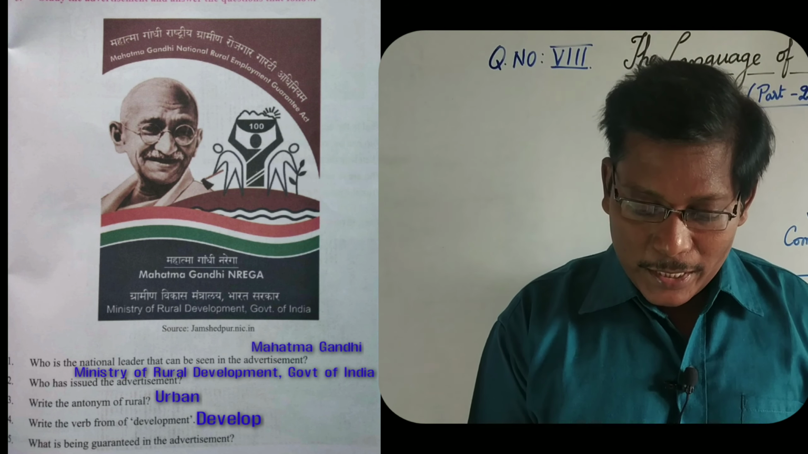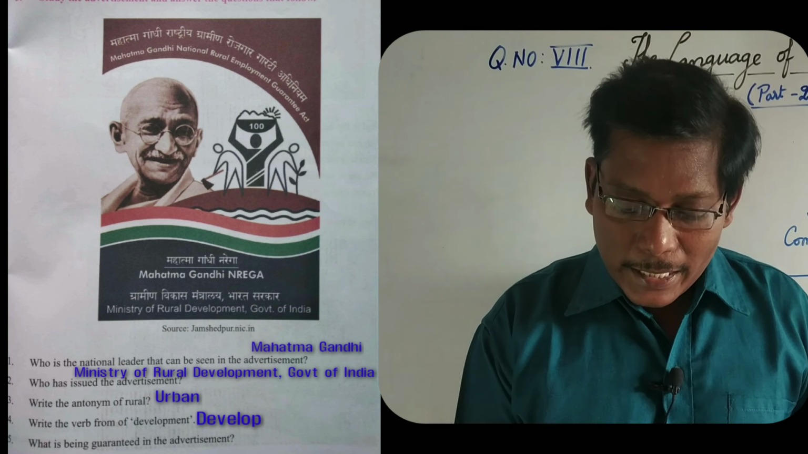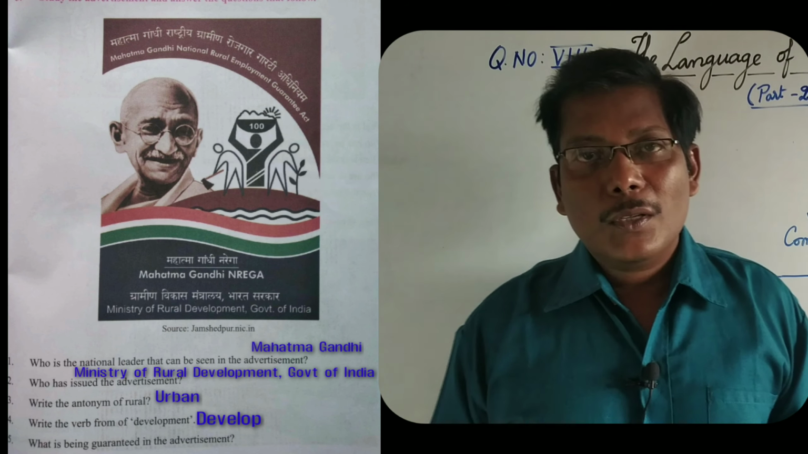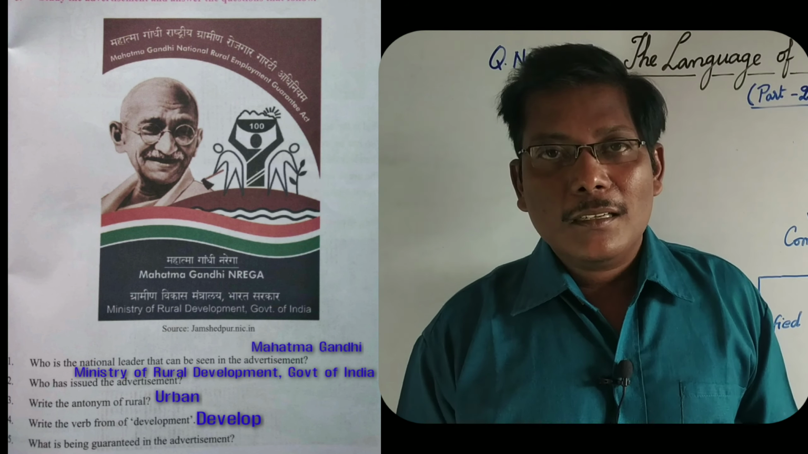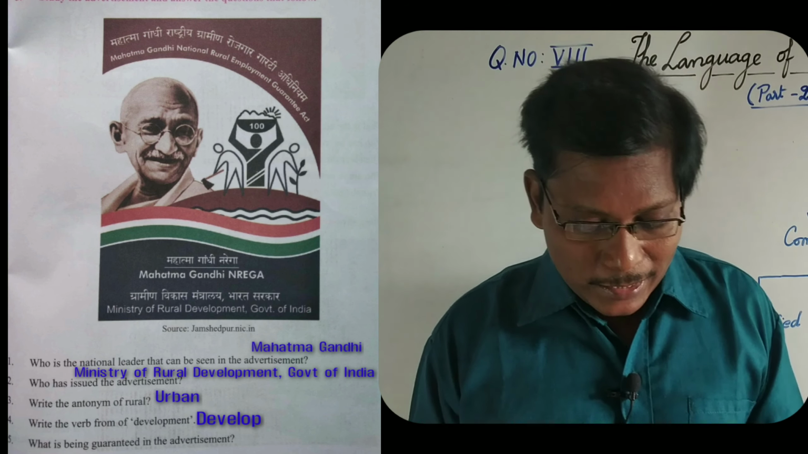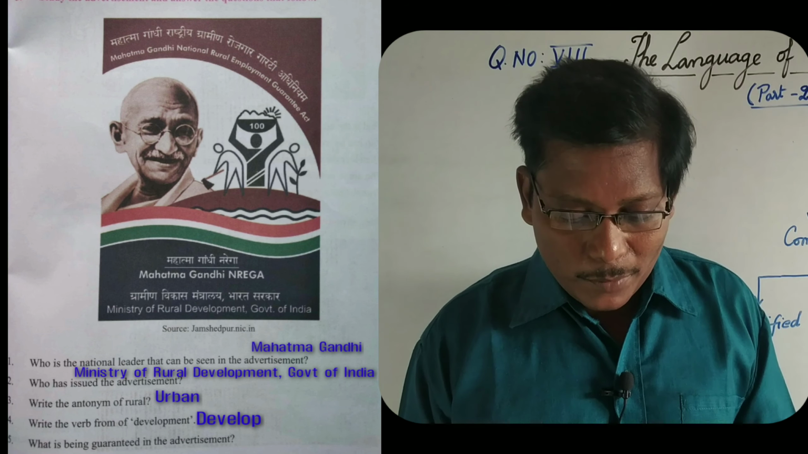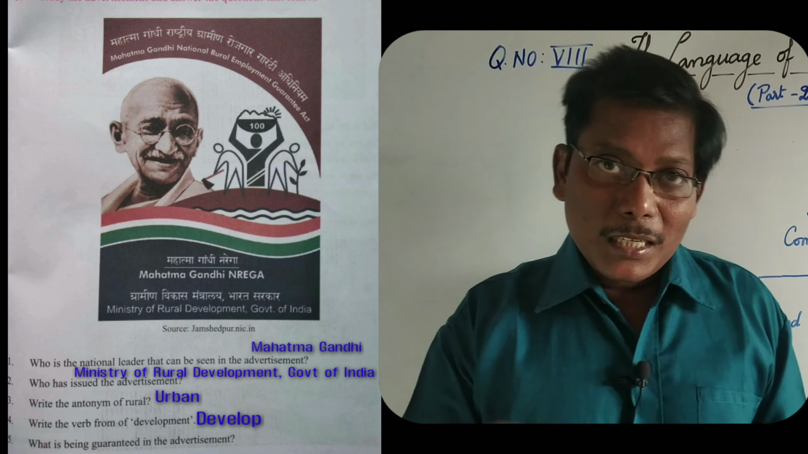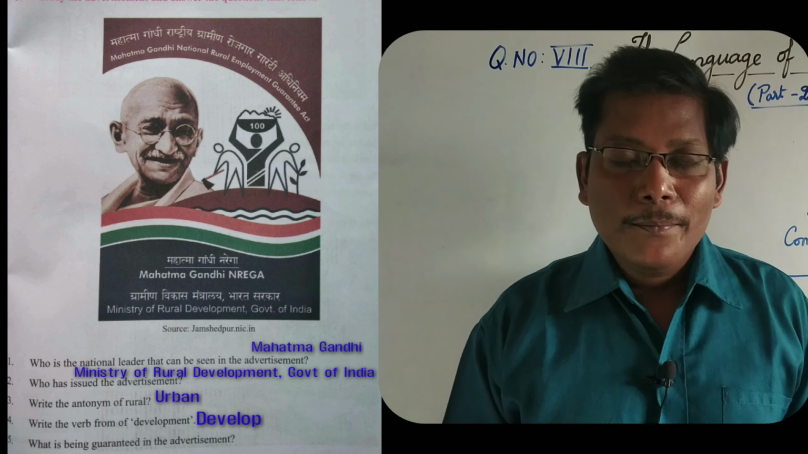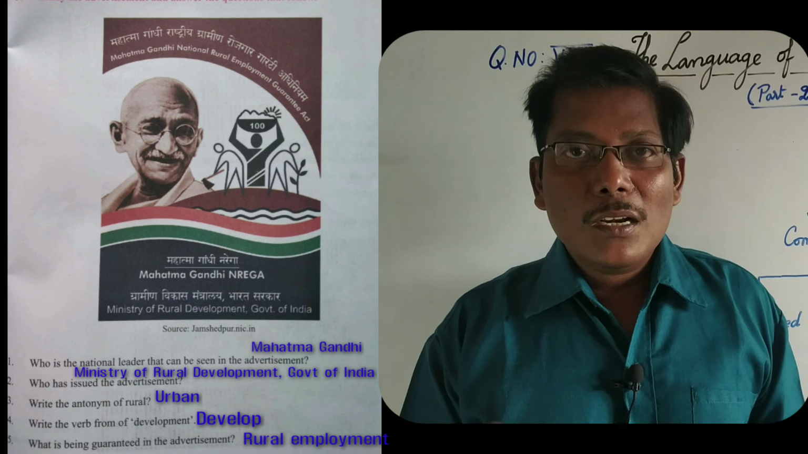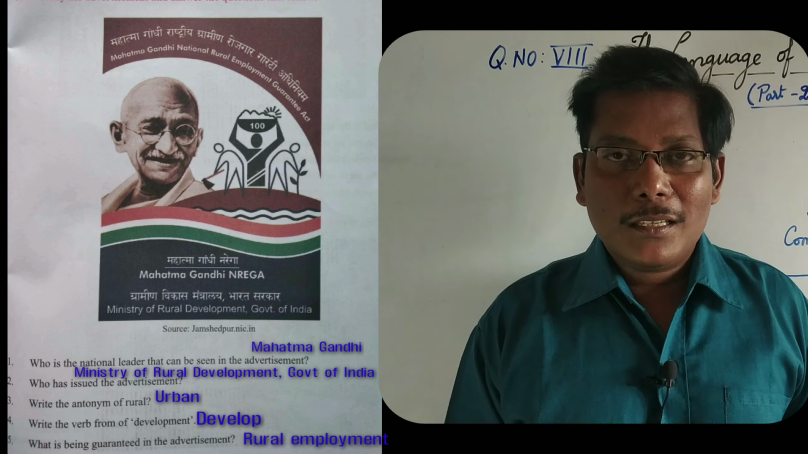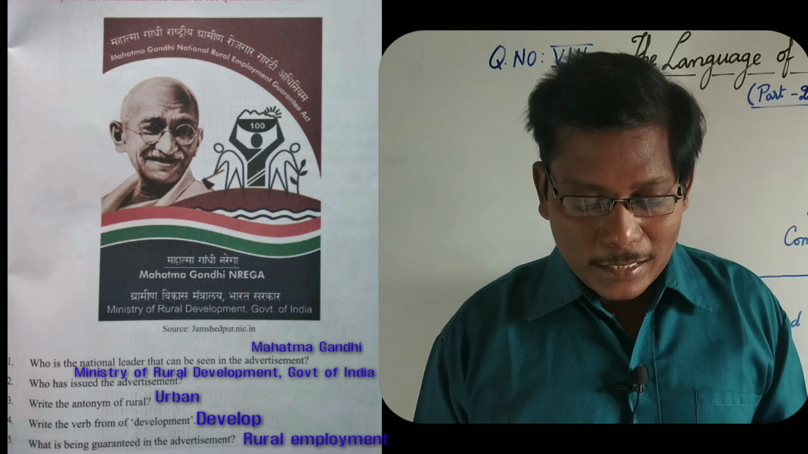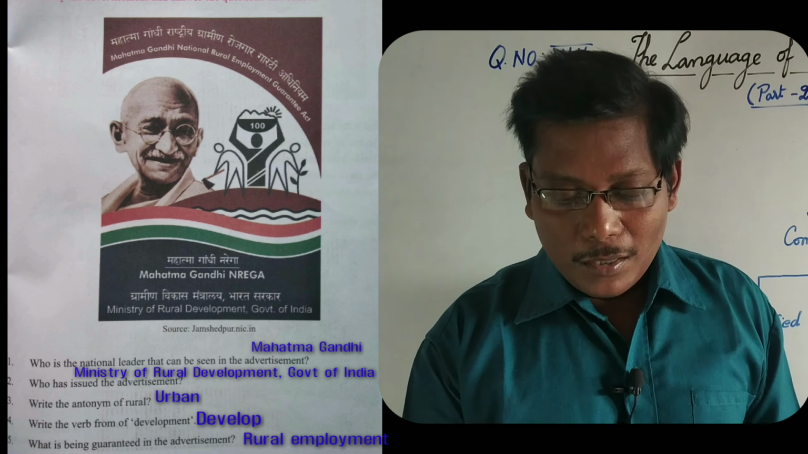Okay. And finally, what is being guaranteed in the advertisement? So what is being guaranteed here? Employment. Okay, it is clearly what is guaranteed? Employment. This employment is also in a rural area. So the answer should be rural employment. Okay, understand? Rural employment. Like this, we can answer all these questions.